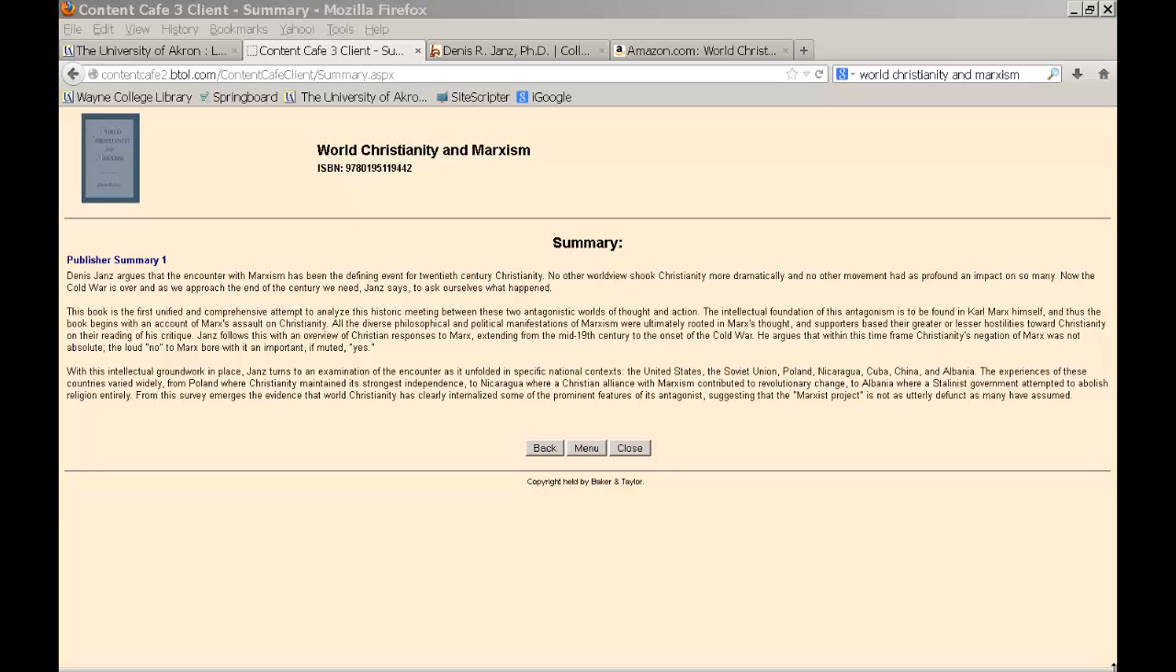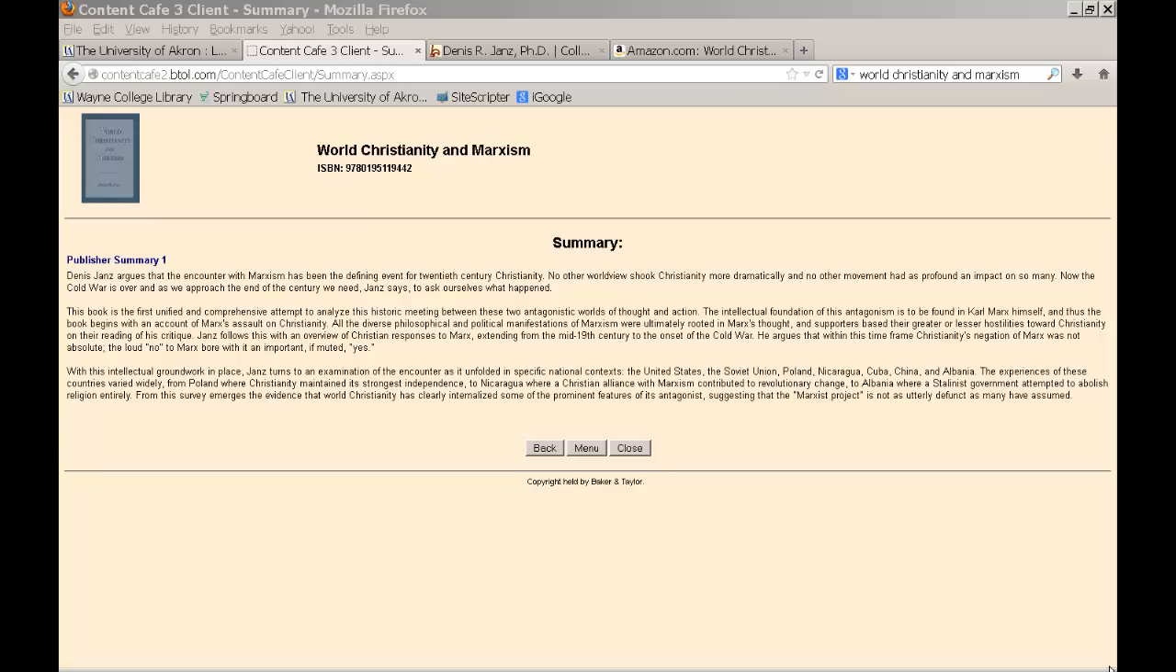Now from the summary, it doesn't tell us exactly, although we do have a bit of a hint. According to the summary, it says that Jantz follows this with an overview of Christian responses to Marx extending from the mid-19th century to the onset of the Cold War. So we could guess that the book focuses on that time period. It may go beyond, and it may go before, but we can probably guess that at least this time period is covered, which would be more of a historical focus. So for right now, let's just say that this book is more of a historical focus and would not give us anything recent.